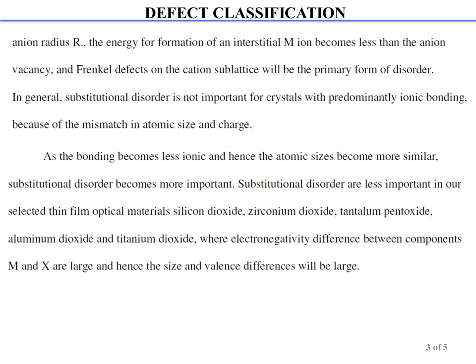substitutional disorder is not important for crystals with predominantly ionic bonding because of the mismatch in atomic size and charge. But as the bonding becomes less ionic, the atomic sizes become more similar, and substitutional disorder becomes important. Substitutional disorder is less important in selected thin film optical materials, silicon dioxide, zirconium dioxide, tantalum pentoxide, aluminum oxide, and titanium dioxide, where the electronegativity difference between components M and X is large, and hence the size and valence differences will be large.